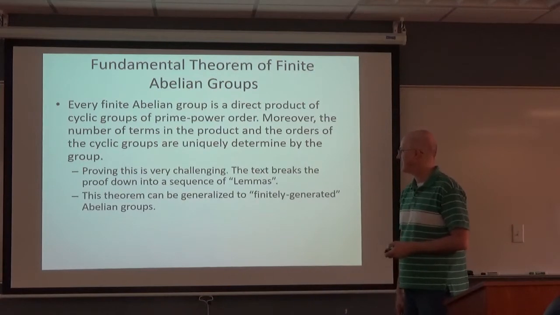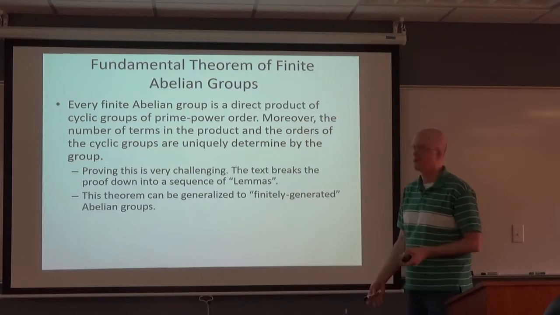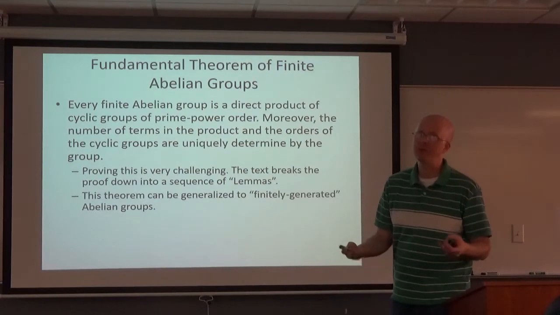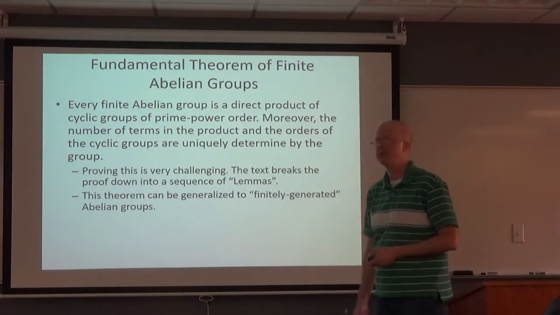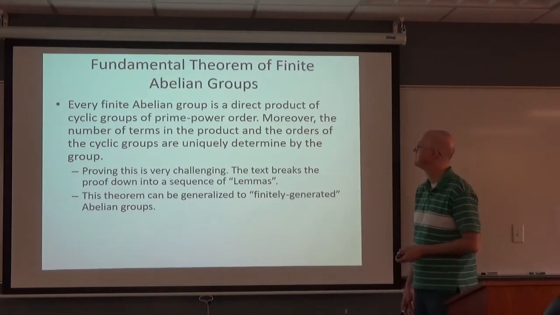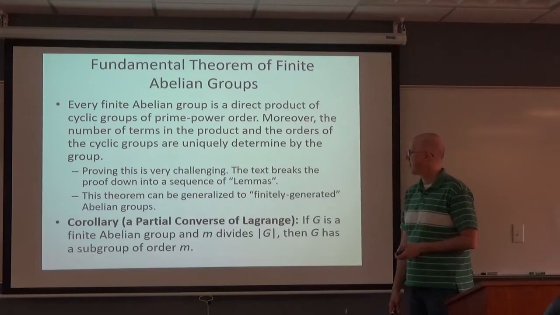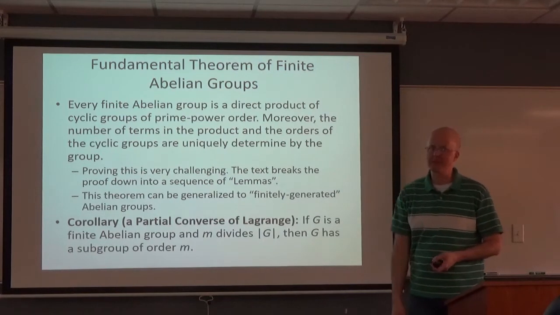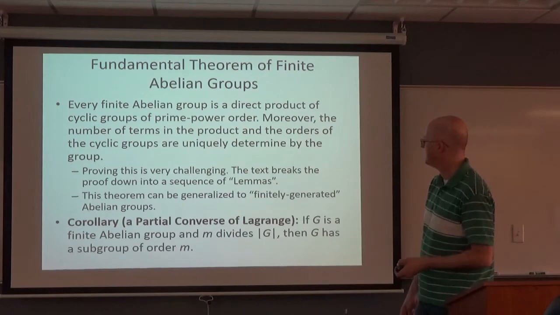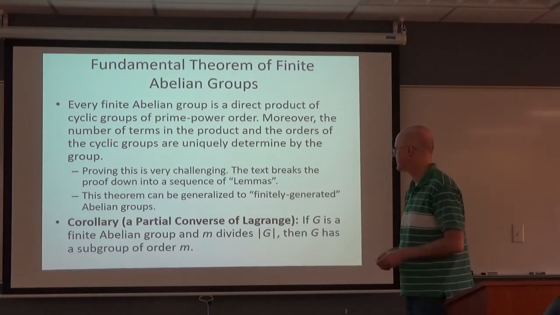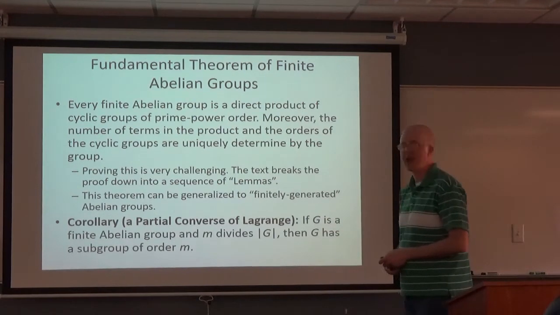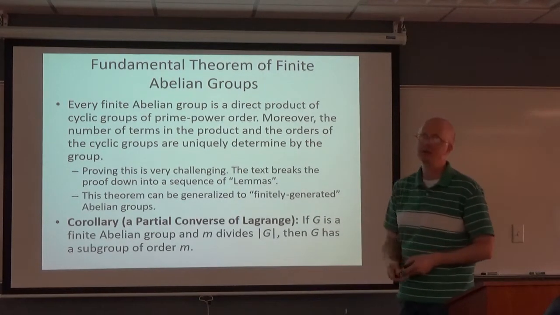The theorem can be generalized to what are called finitely generated abelian groups that are not necessarily finite in number. The order could be infinite, but they somehow could be finitely generated. Z, the integers, is one example of a finitely generated abelian group. And there is a corollary of it that does take some proof. It's not immediate. This corollary is not immediately obvious. If G is a finite abelian group, this is a partial converse of Lagrange in that case, and M divides the order of G, then G does have a subgroup of order M, at least one such subgroup.